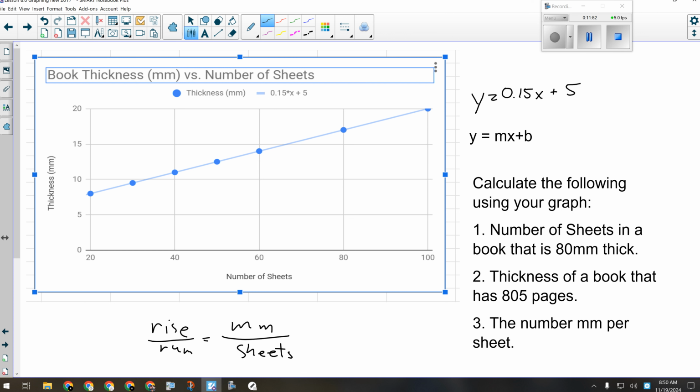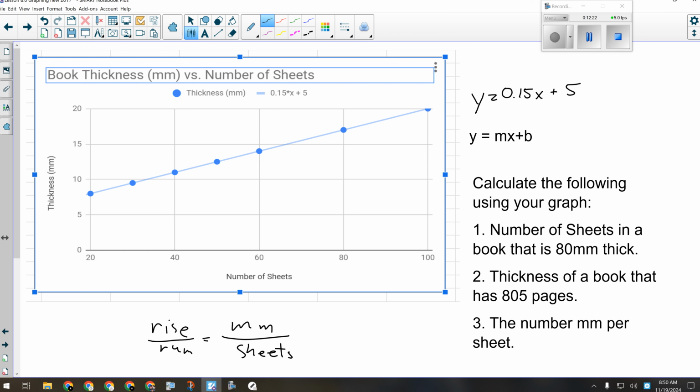It's not true. What's the y-intercept telling me? Plus 5. Well, it's telling me it's 5 millimeters when there are 0 sheets. Right? Remember, the y-intercept is what your y value is when x is 0. So what is the y-intercept telling me about this book? It's telling me how thick the cover is.